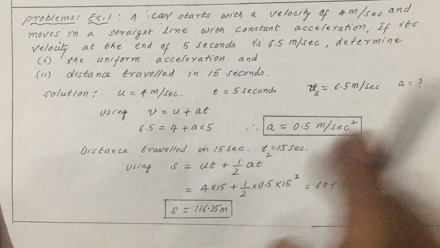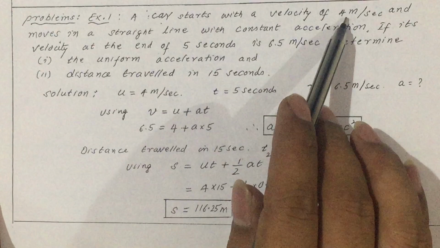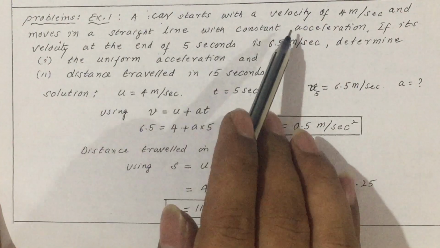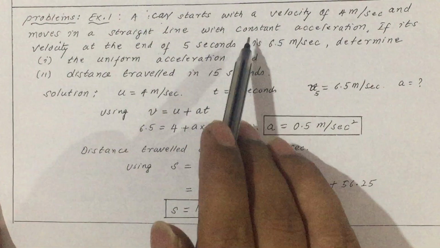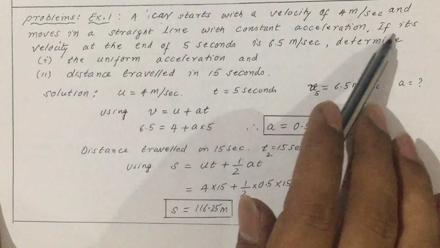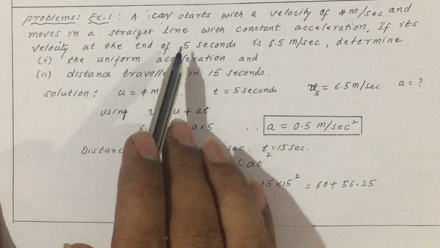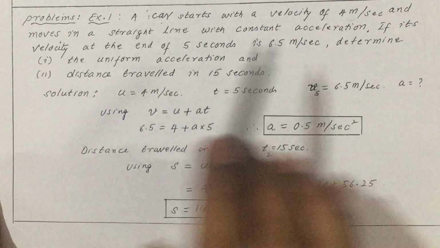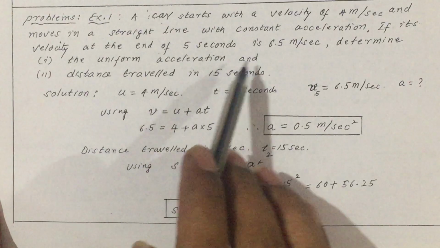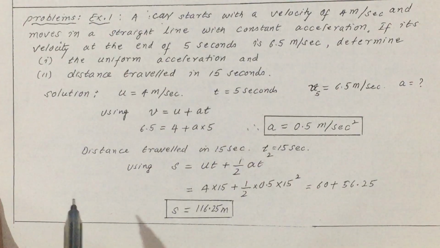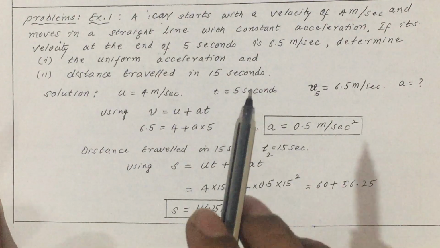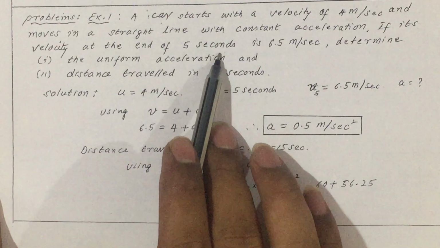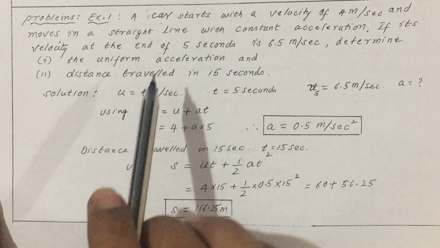Example 1: a car starts with a velocity of 4 meter per second and moves in a straight line with constant acceleration, nothing but uniform acceleration. If its velocity at the end of 5 seconds is 6.5 meter per second, determine the uniform acceleration and distance travelled in 15 seconds. First of all, what we need to do?